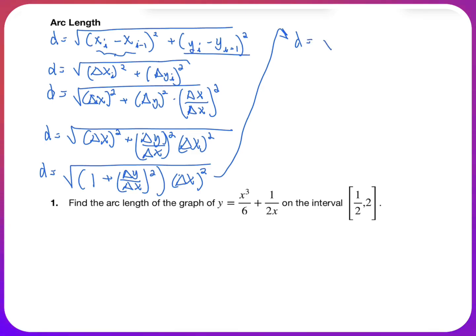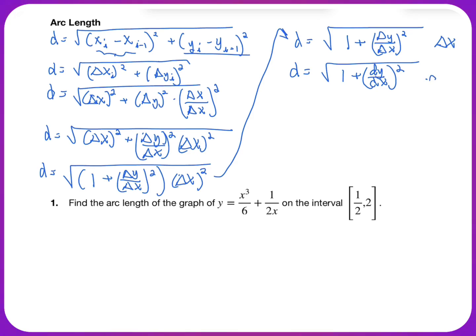Now the square root of delta x squared is just delta x, so I'm going to bring that out of the parentheses. Then I ask myself, okay, I have the change in y over the change in x, quantity squared. Well, what is that in calculus notation? That is simply our derivative of y with respect to x.